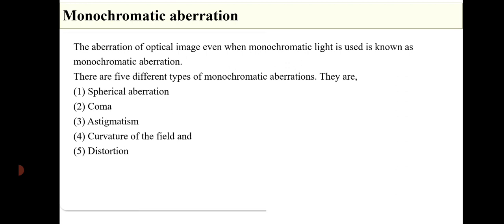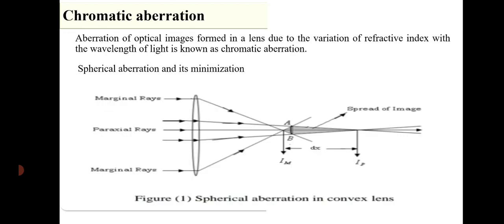Monochromatic aberration. The aberration of optical image even when the monochromatic light is used is known as a monochromatic aberration. There are 5 types of monochromatic aberration. They are spherical aberration, coma, astigmatism, curvature of the field, and distortion.